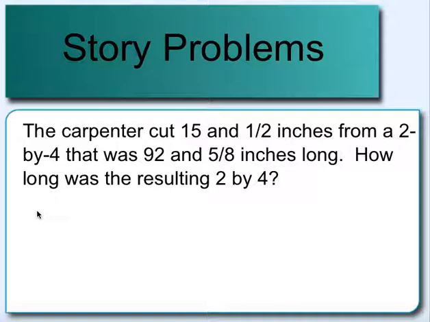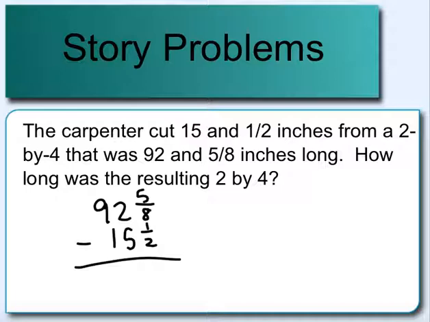How long was the resulting 2 by 4? So we have this board that was 92 5/8 inches long, and we're cutting 15.5 from it. So we take the 92 5/8 and we're going to subtract 15.5 because that's what was cut off. So we need common denominators, and let's use 8. So I just have to do 4 over 4. So this will result 5/8 minus 4/8 is 1/8, and I just need to do 92 minus 15.